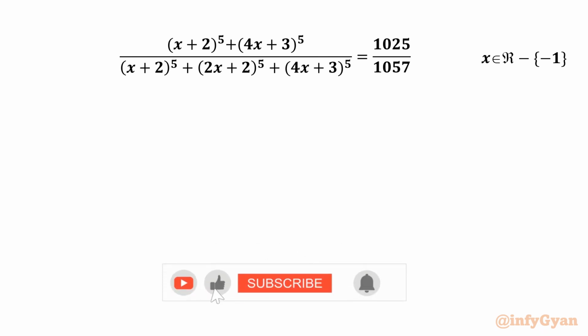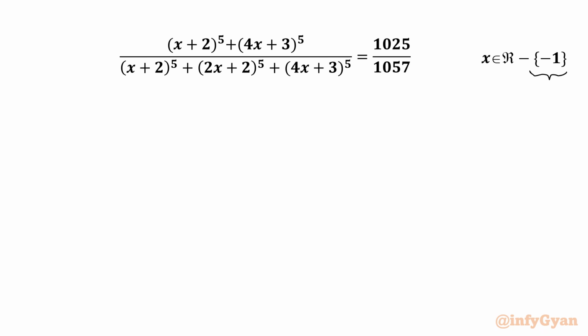Today in this video we have one very interesting question from rational equations. X belongs to real numbers except -1, as -1 will generate indeterminate form in LHS, 0 over 0 form. So we cannot consider our answer as -1.